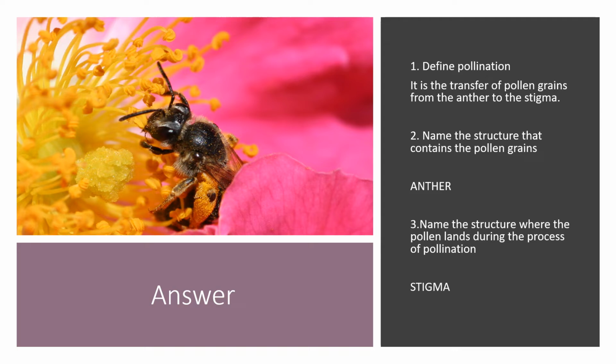Let us now check if our answers are correct. For question number 1, define pollination. Pollination is the transfer of pollen grains from the anther to the stigma. Number 2, name the structure that contains the pollen grains. And the answer is anther. Third, name the structure where the pollen lands during the process of pollination. And the best answer is stigma.